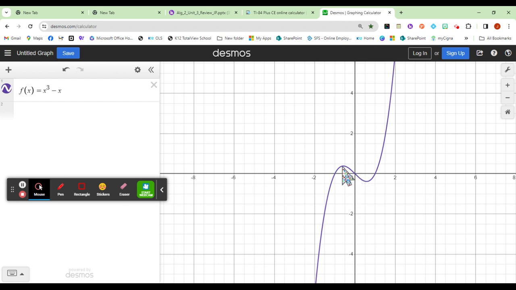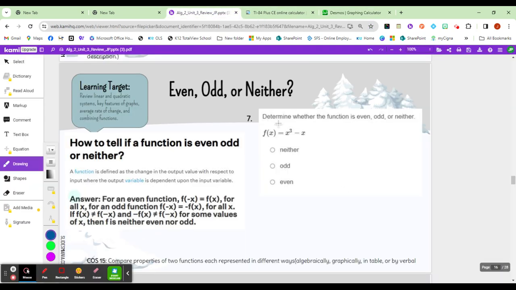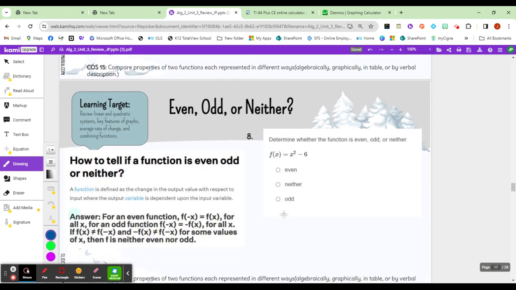If you pick a point right at that curve and you reflect it over the origin, you get a point in the same spot, but it's in a different quadrant. So this graph is odd. Remember, if the graph is not odd or even, that's when you choose neither.